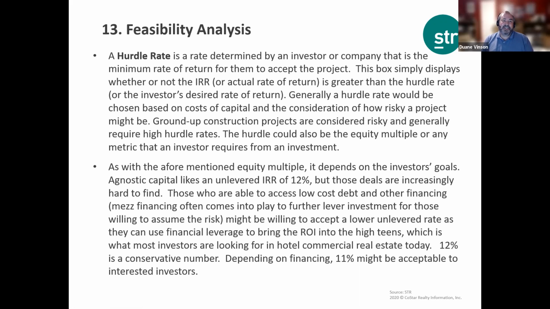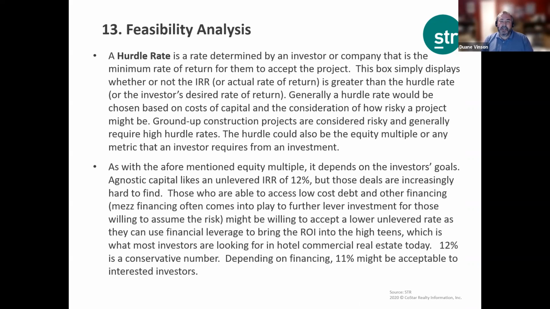Generally, a hurdle rate would be chosen based upon the cost of capital and the consideration of how risky a project might be. Ground up construction is considered much more risky, so generally it requires a higher hurdle rate. A hurdle rate could also be the equity multiple or any metric that an investor requires from an investment. Now, as with the aforementioned equity multiple, it depends upon the investor's goals. Again, agnostic capital likes an unlevered IRR of 12%. But those deals are increasingly hard to find.